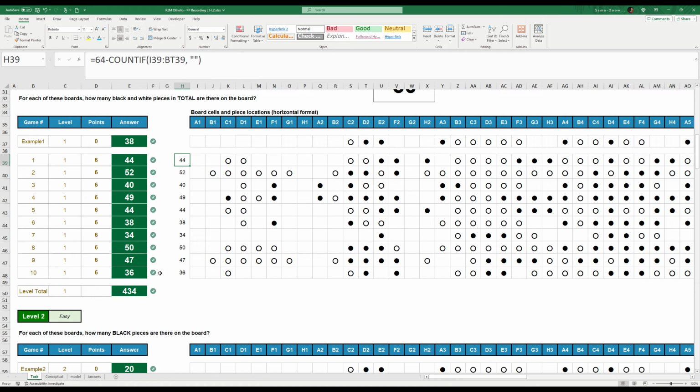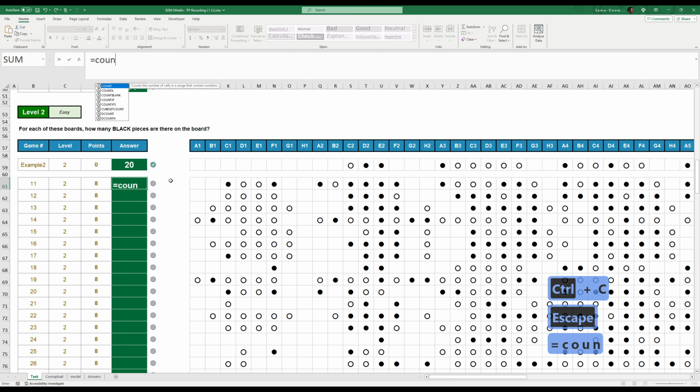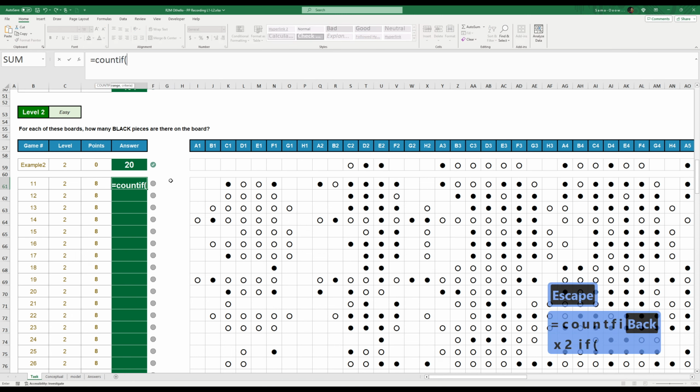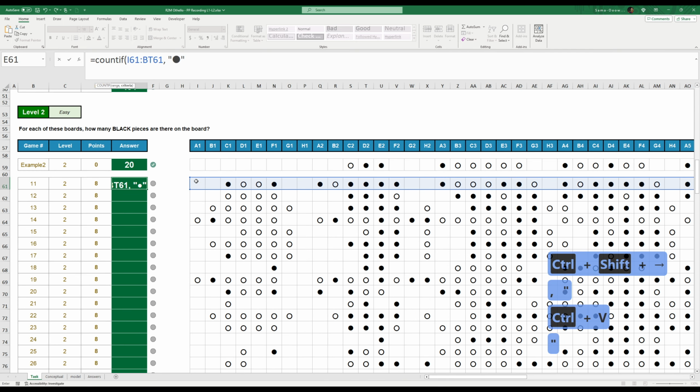Let's continue to the level 2. The question is, for each of these boards, how many blank pieces are there on the board? Okay, for this one I will use COUNTIF. So I copy this one first, or just mark it COUNTIF, the range here equal to black.